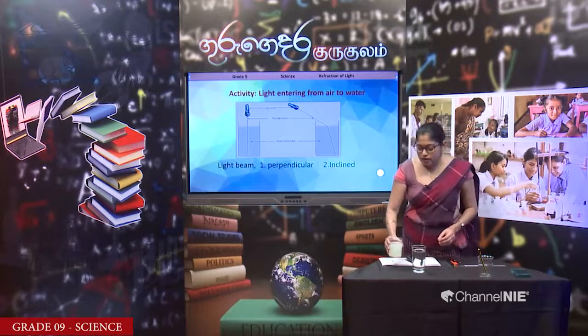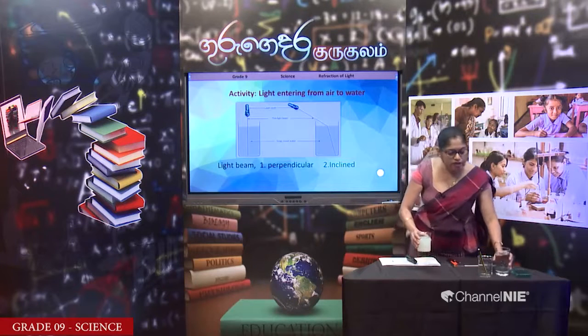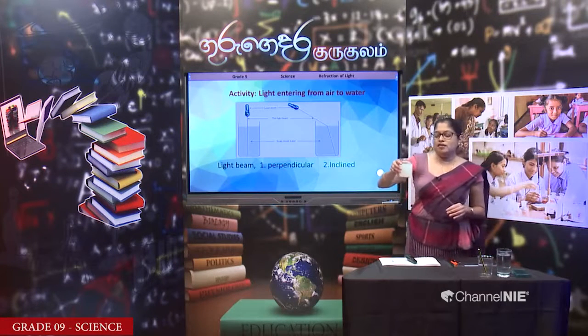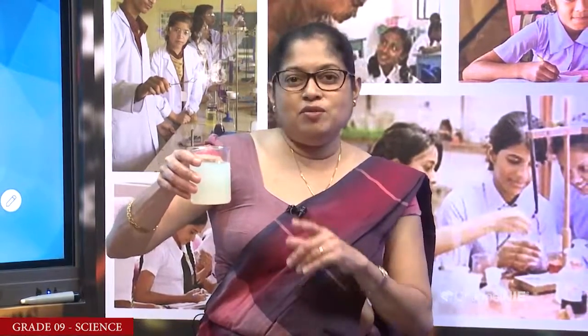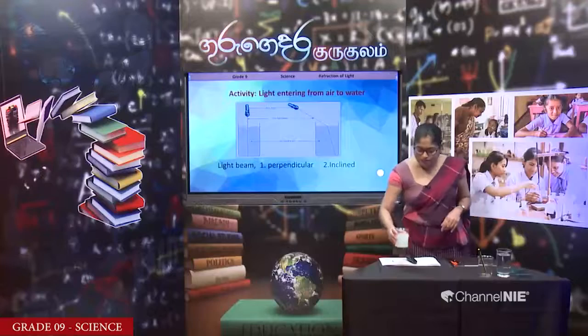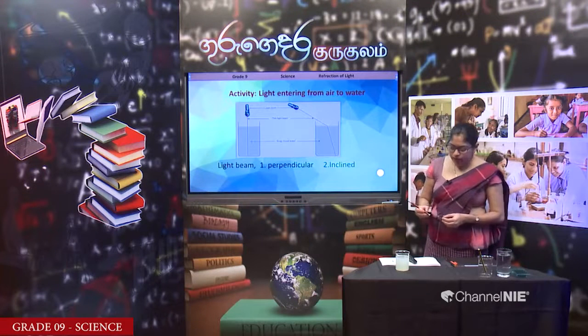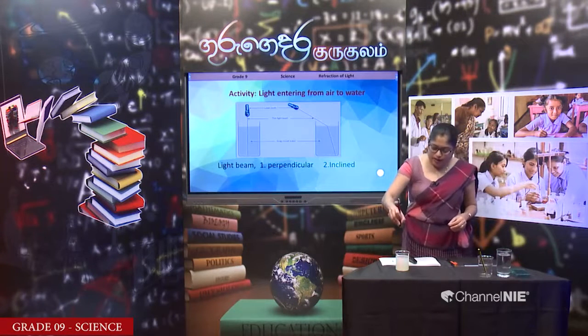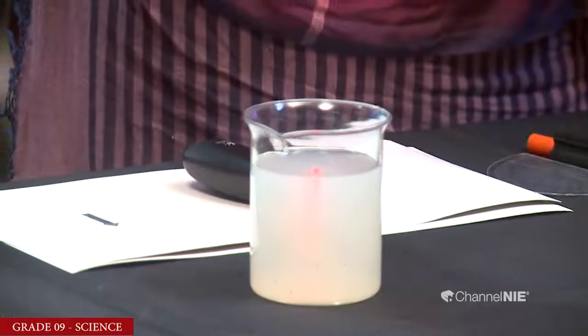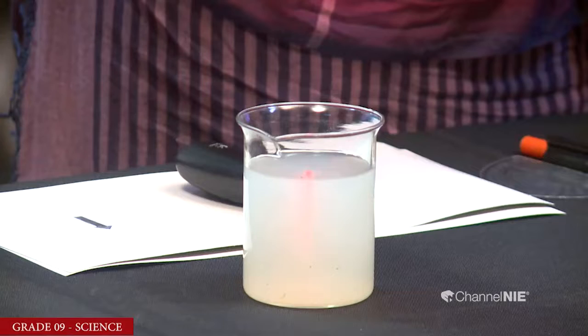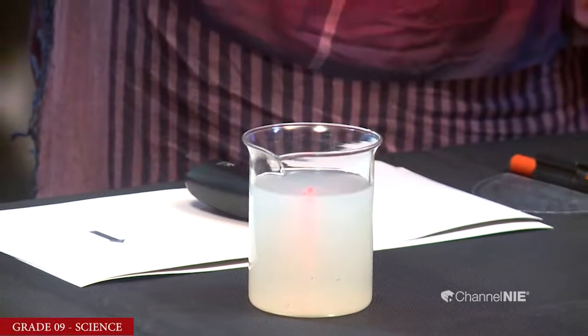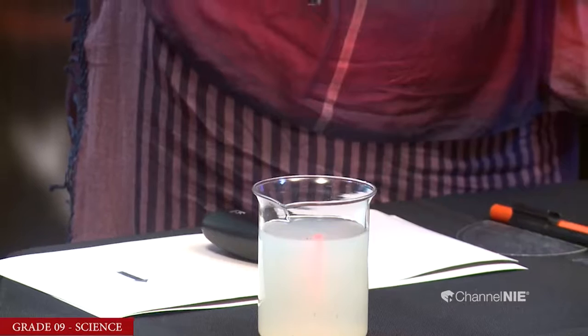You need a beaker with water. You can see this water is not clear. So, I dissolve some soap, or you can add some drops of Dettol to that to make it little turbid. You will realize why I did so later. Now, I will direct a ray of light perpendicular to this surface. So, you can observe the light ray inside the water.